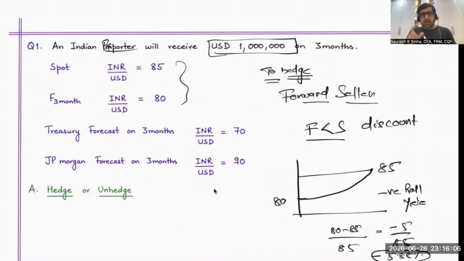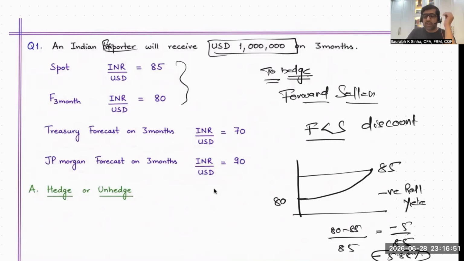Now, there are two forecasts. One forecast is that Treasury, the Fed, is saying that after 3 months, USD will depreciate significantly and will become 70. However, JP Morgan is forecasting that after 3 months, the USD will appreciate and it will be 90. So the question is, will you hedge or will you not hedge? That's the question.